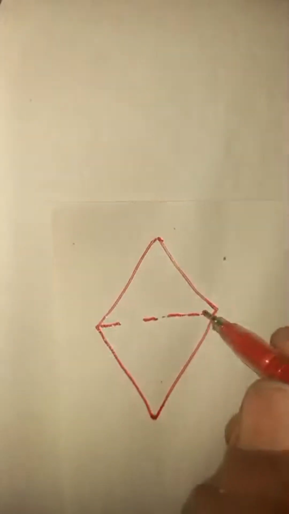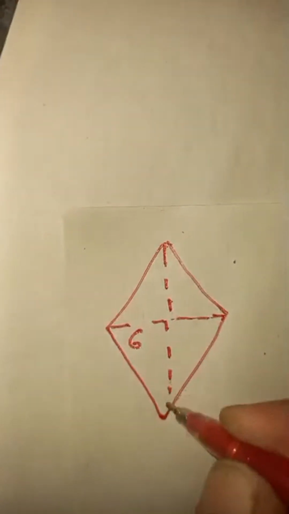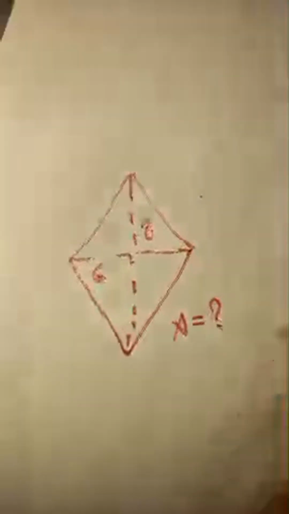Let's take one more rhombus. In this rhombus, they are giving one diagonal as 6 units and another diagonal as 8 units. They have given a rhombus. This diagonal is 6 units, and another diagonal is 8 units. You need to find out the area of the rhombus.